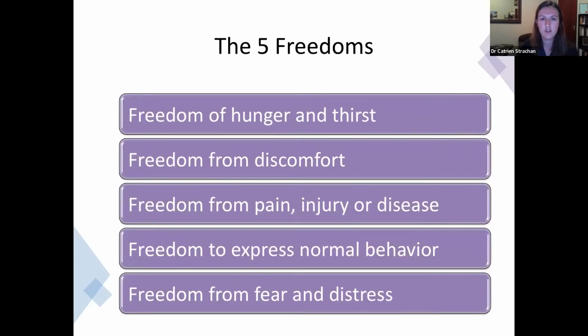All right, so just to go through those 5 freedoms again: freedom from hunger and thirst, freedom from discomfort, freedom from pain, injury, or disease, freedom to express normal behavior, and freedom from fear and distress. So those are our 5 freedoms.